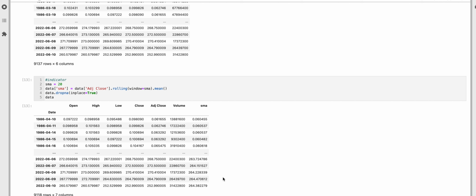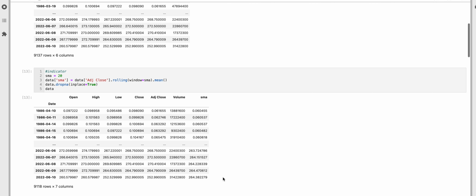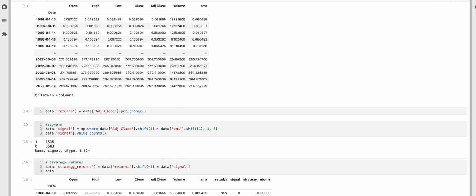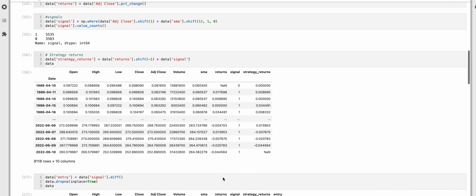We define the signal for a long position if the previous adjusted close price is larger than the previous simple moving average. Else, the signal will be no position. We compute the strategy returns and the entry points similar to the previous video.